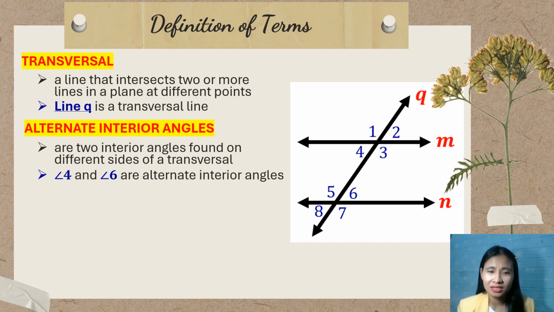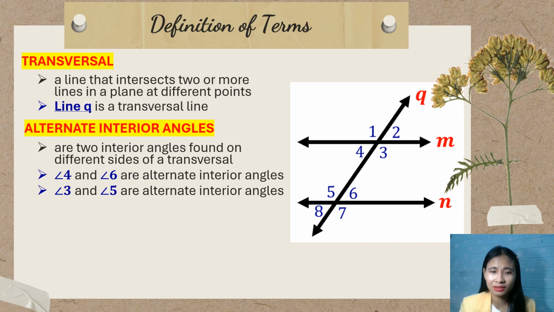Now, what are the examples of alternate interior angles? So we have angle 4 and angle 6, and angle 3 and angle 5. Now, what makes them alternate interior? So, observe. Angle 4 is on the left side of the transversal line, while angle 6 is on the right side.